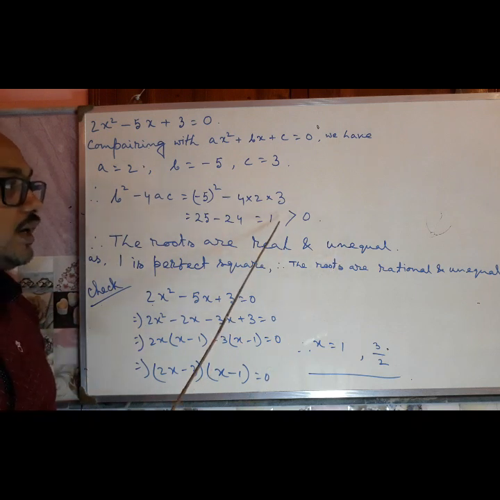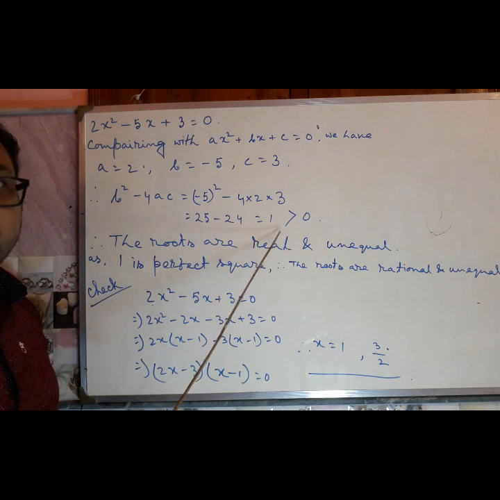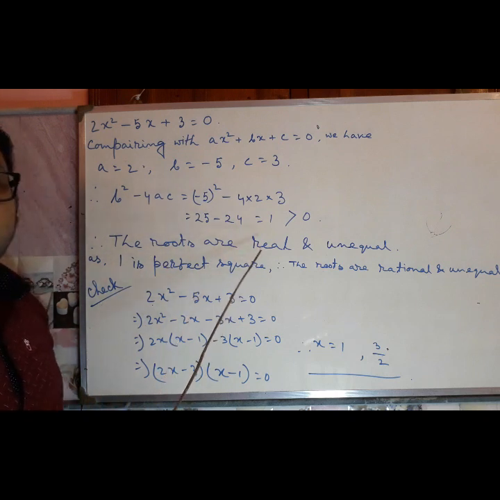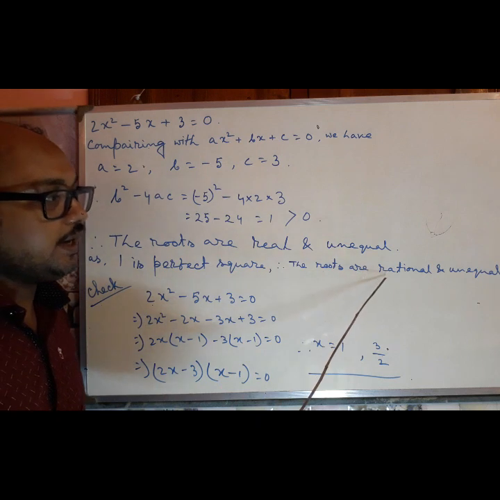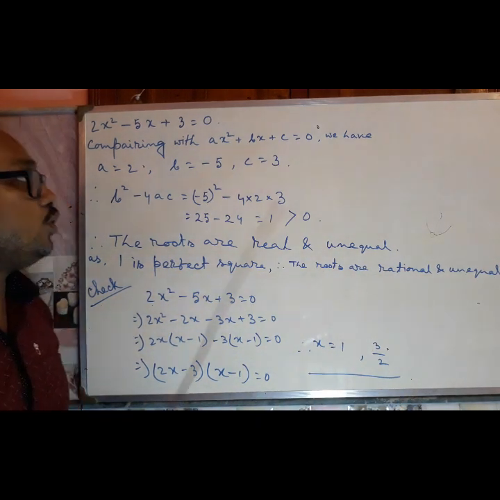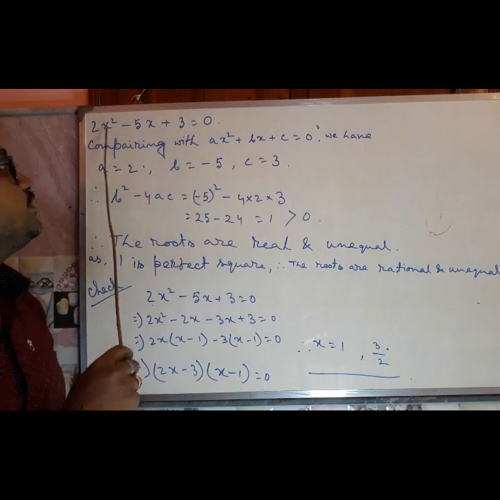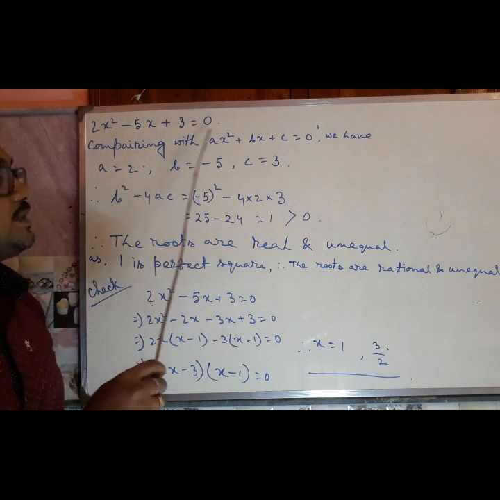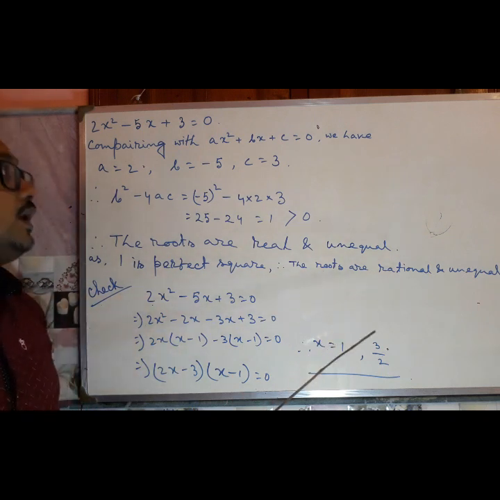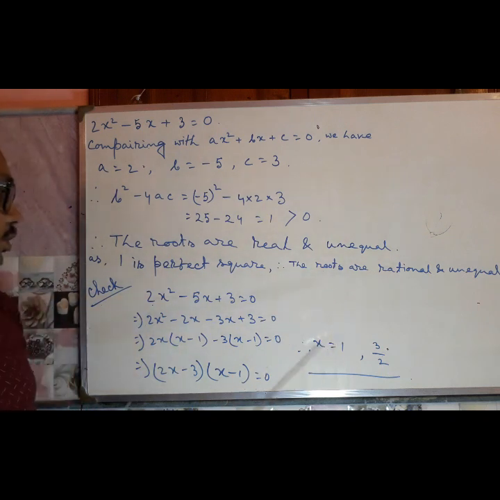You see this 1, it is a perfect square. As it is a perfect square, you can say these roots are real as well as rational, but unequal. So both the two roots of this given equation 2x square minus 5x plus 3 are rational numbers but they are unequal. Let us check whether it is possible or not.